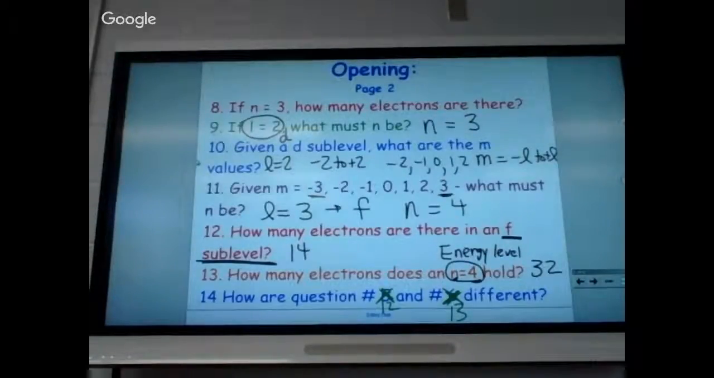What is 12 asking you for? The sublevel. And what is 13 asking for? Electron. It's asking for the energy level. Everybody else, any questions? All right, let's see what we can do with this chart.